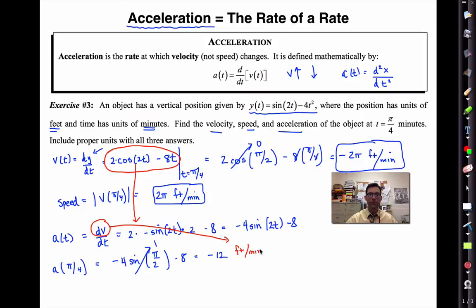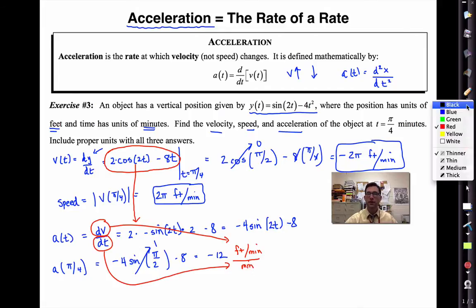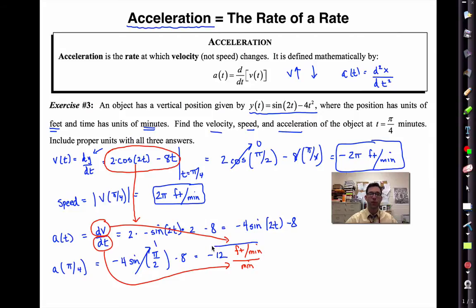Feet per minute. The denominator is a change in time, so it's going to have units of minutes. So the final answer here is negative 12 feet per minute per minute. Now, I really prefer, this is me, I prefer units of acceleration to be written that way, because it really gives you a wonderful feeling for what's going on.